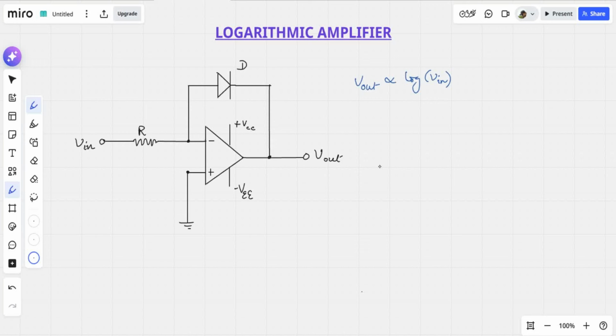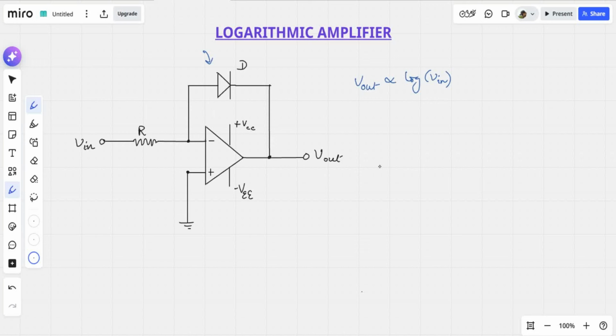The basic idea behind the operation of the logarithmic amplifier is that the working is based on the nonlinear VI characteristics of a diode or transistor. In the feedback path of the op-amp, a diode or a transistor is used. Here in this diagram, we have shown a diode. Because of this nonlinear element, the current through the feedback path changes exponentially with voltage. After analysis, the output voltage becomes proportional to the logarithm of the input voltage. This is the main reason why this circuit is called a logarithmic amplifier.